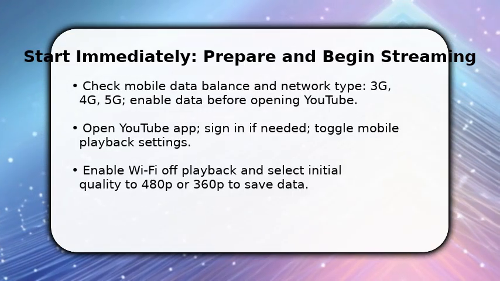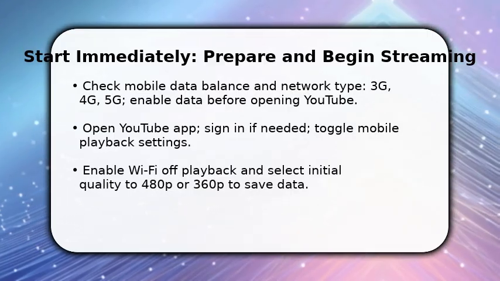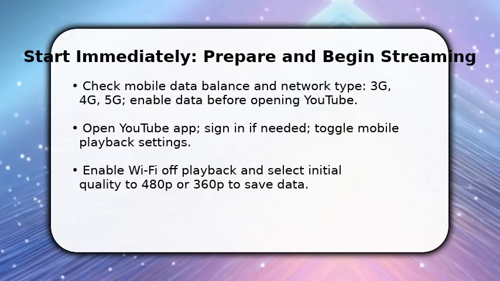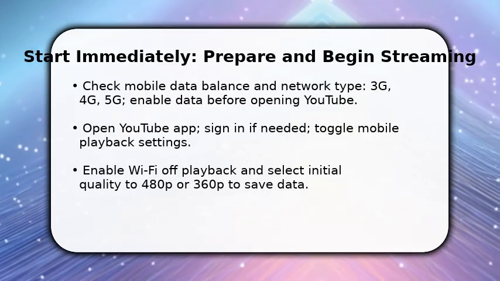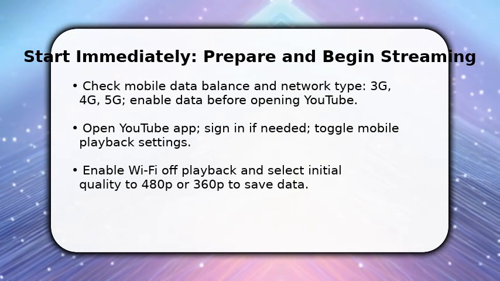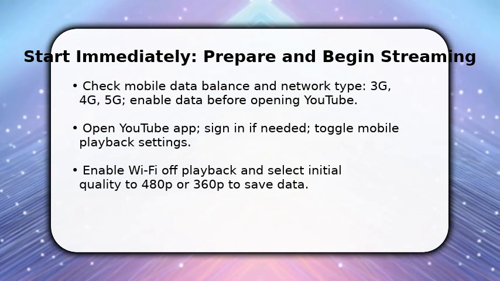Then, tap a video and set playback quality to 480p or 360p to conserve bandwidth while keeping watchable clarity. Finally, make sure autoplay is off to avoid surprise data usage. This gets you live fast without burning your plan.